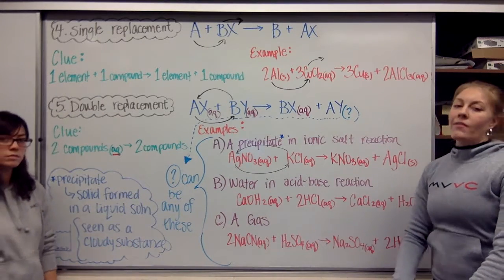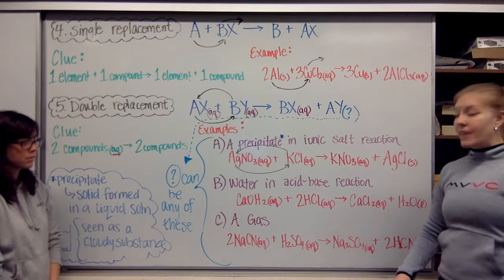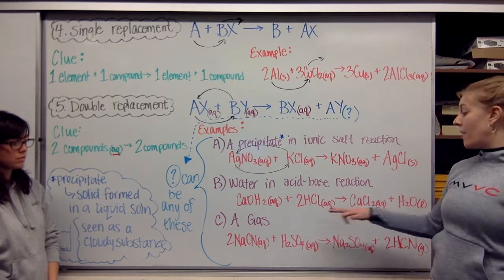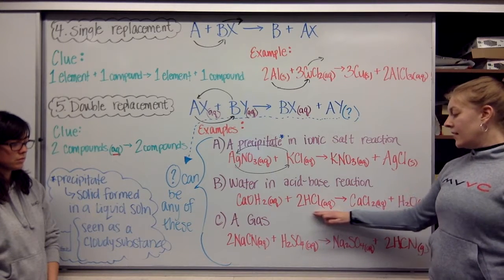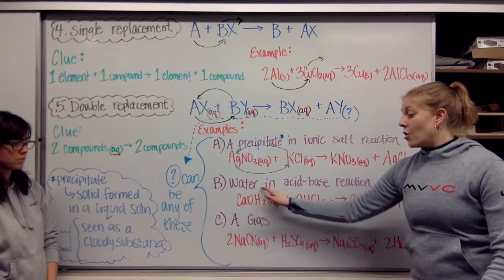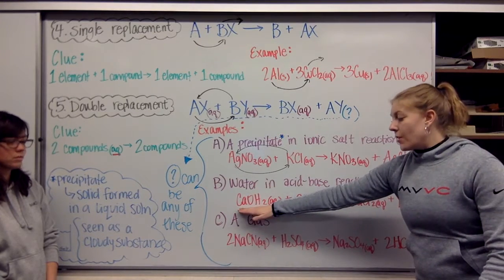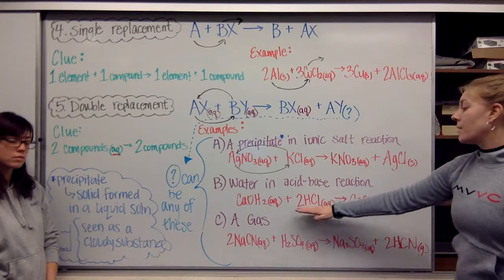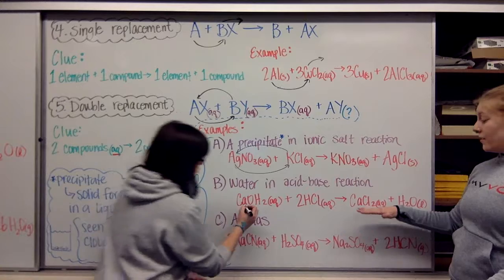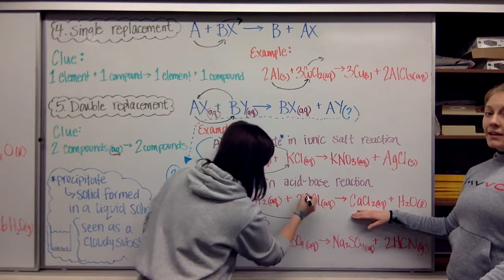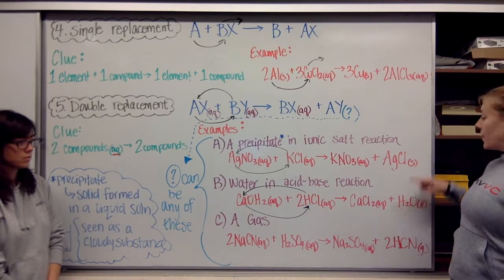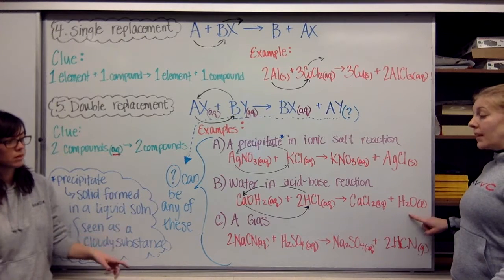The second example we have is water being formed in an acid-base reaction, okay? So remember our acids start with H, they have hydrogen at the beginning, and they're aqueous. Here's my acid. It's a compound, it's aqueous. Here's my base, right? We know that because we see an OH, a hydroxide here. All right, so calcium hydroxide, aqueous, plus hydrochloric acid, aqueous, is going to form two products. One of them, calcium chloride, is aqueous. The other one, water, is our liquid. Up here we formed a solid, here we're forming a liquid.